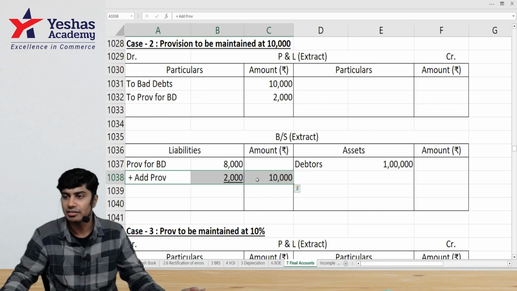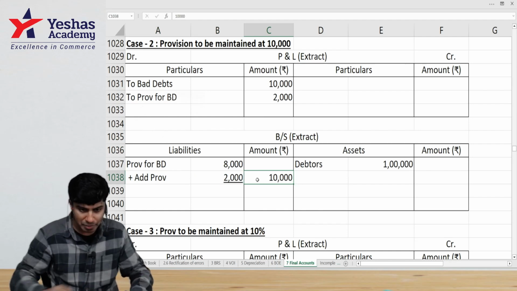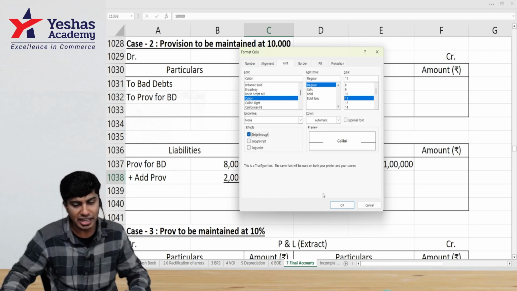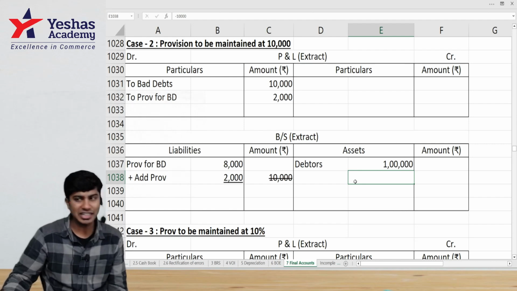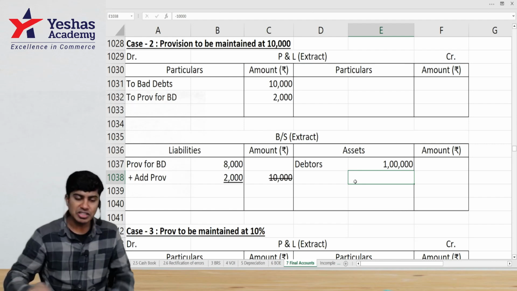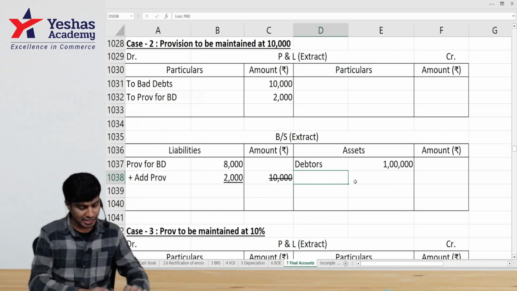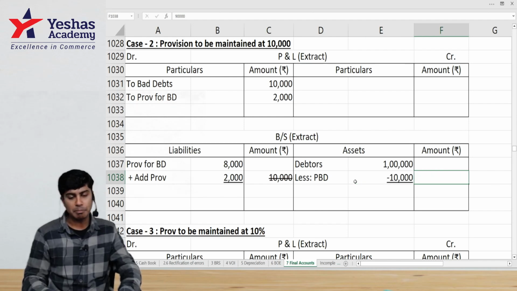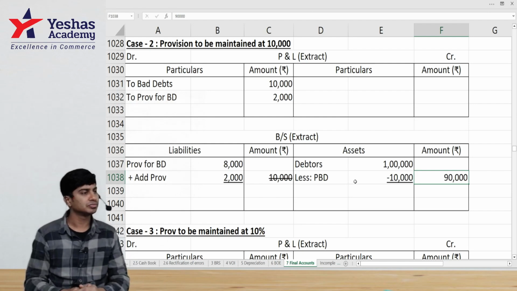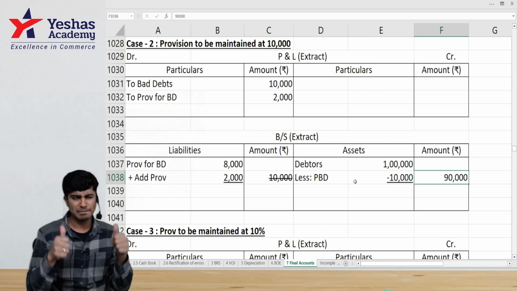That's it. We're done. But provision is a liability, I agree, but it is created against this specific asset called debtors. As a matter of presentation, when we're closing the balance sheet, instead of writing provision on the liability side, I would shift it to asset side. It will be visible as a negative 10,000 amount, which if I deduct, my debtors will become 90,000 in the outer column. I hope everybody got it.